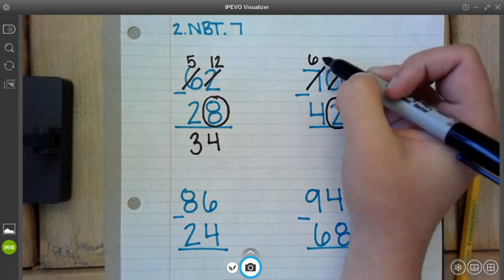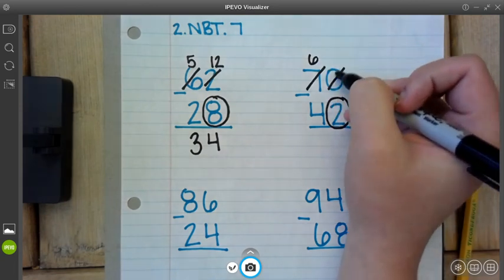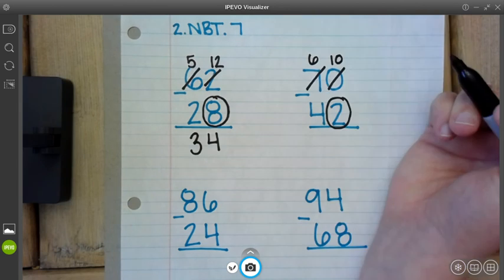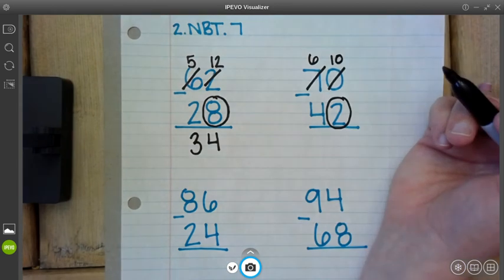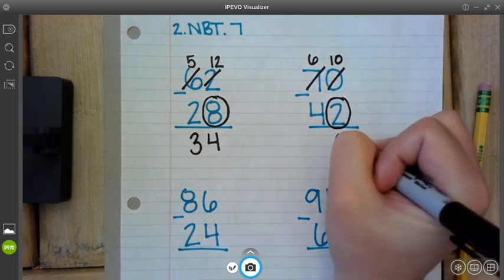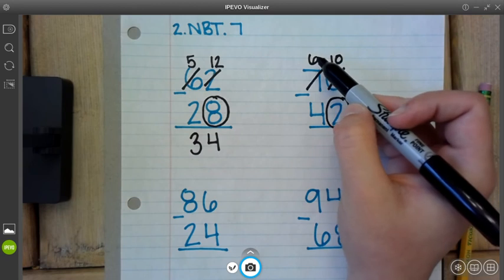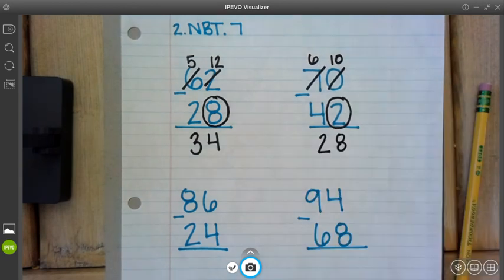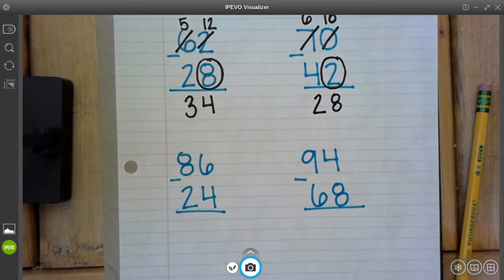We're going to add the 10 that we borrowed to our ones place. We have a 0 here already, so we're going to add 10 to it, and that stays a 10. And now we are ready to subtract. So we have 10 take away 2, which equals 8. And then we move to our tens place. 6 take away 4 equals 2. And so our answer is 28.